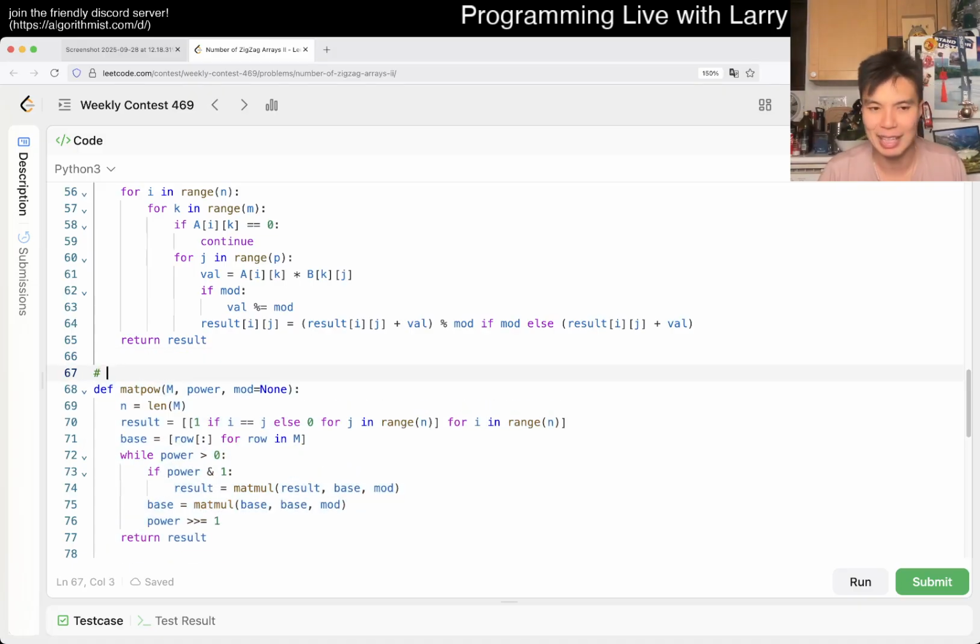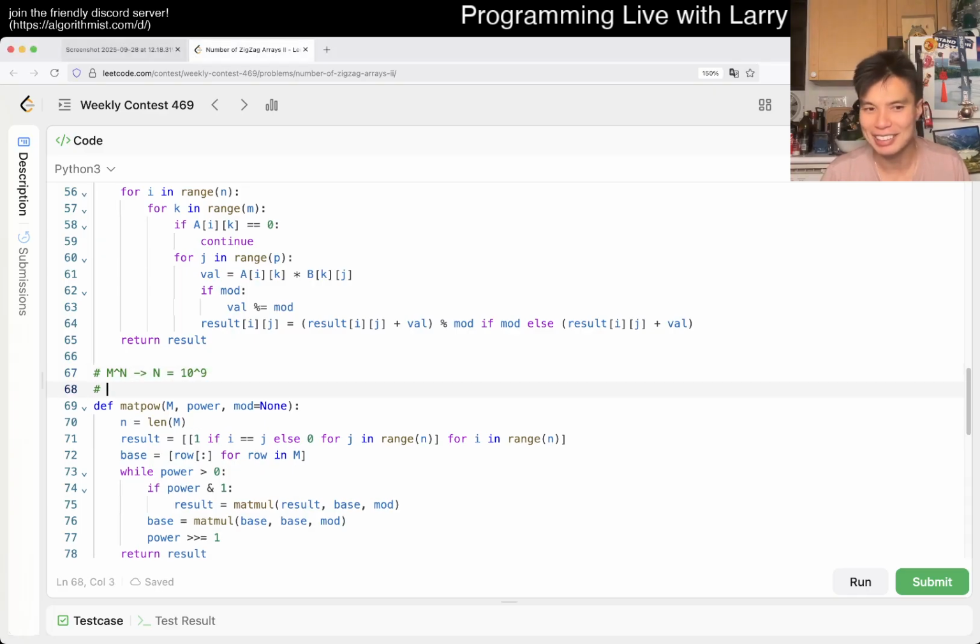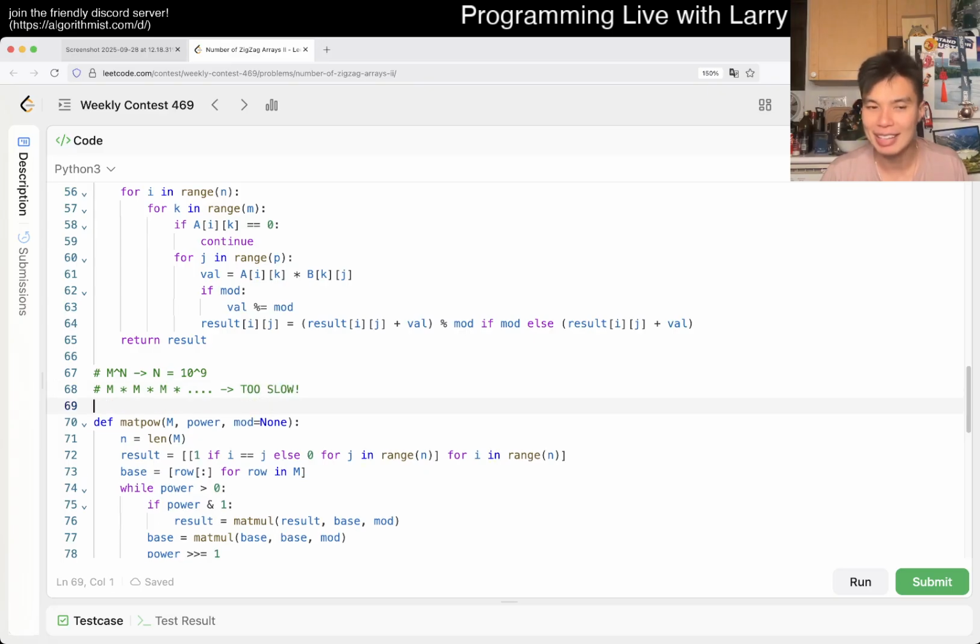Basically, I guess I should have talked about this a little bit. But M to the N, right? If N is equal to 10 to the 9, you cannot just do M times M times M times M, dot dot dot. This is going to be too slow. But instead, it is the same thing as with regular numbers, right? So you can do M to the N is equal to, roughly speaking, M to the N over 2 squared, right? Oops.